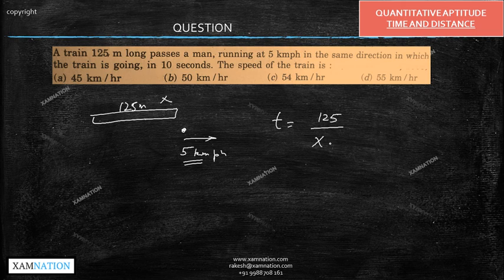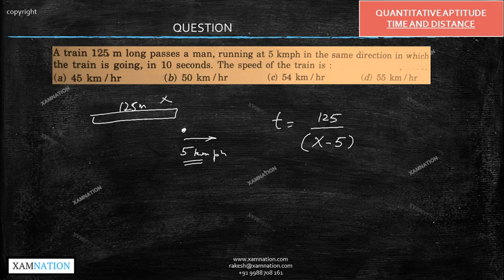So x minus 5 kilometer per hour, right? So basically x minus 5 kilometer per hour, right? Correct. But here one thing we need to see is that the speed is given in kilometer per hour, but the other things are given in meters and seconds, right? So we need to convert this kilometer per hour into meter per second.